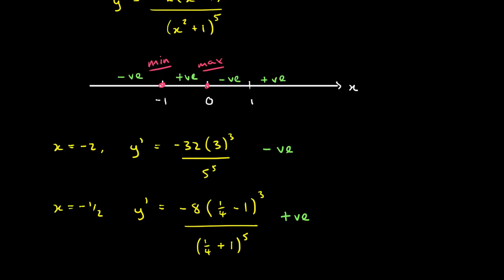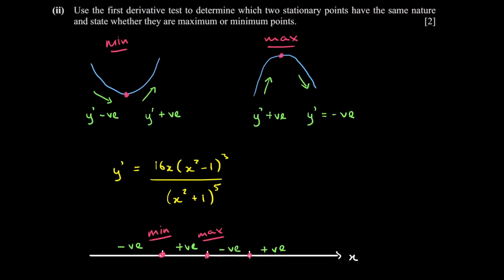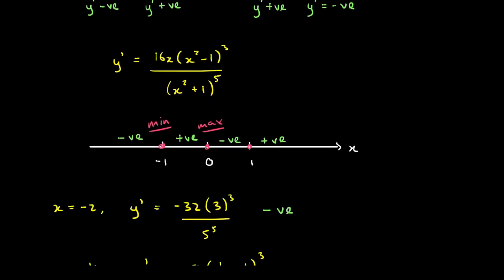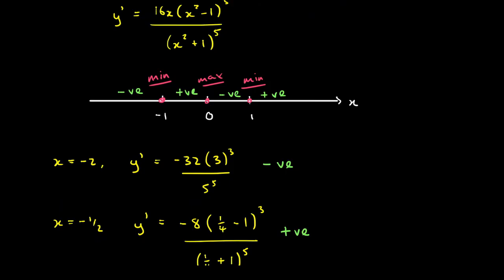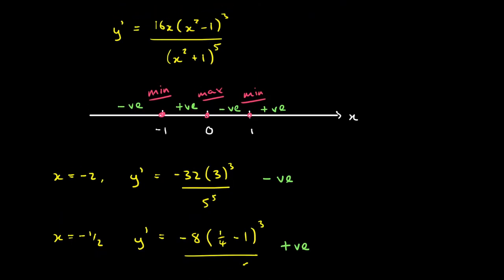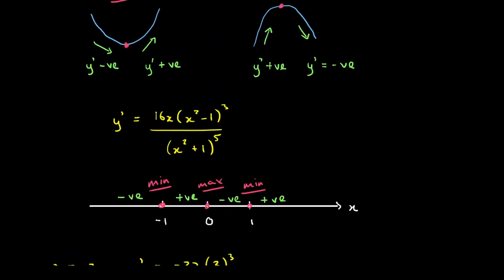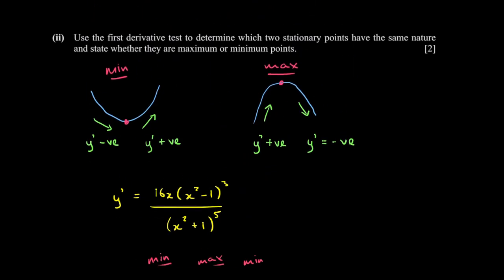So what's happened as we've gone across x is equal to 1? We've gone from where the gradient is negative to where the gradient is positive. So again, we've got this situation, negative to positive, which means this is a minimum. So we have a minimum at x is equal to negative 1, a maximum at x is equal to 0, and a minimum at x is equal to positive 1. Minimum, maximum, minimum.